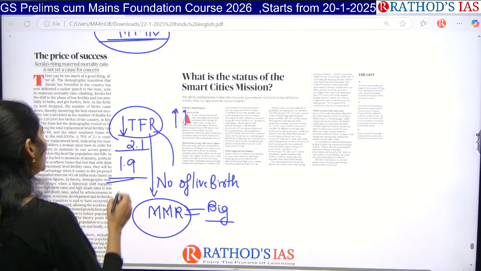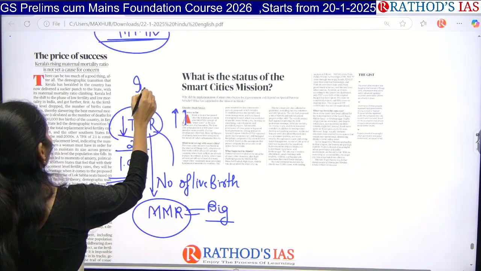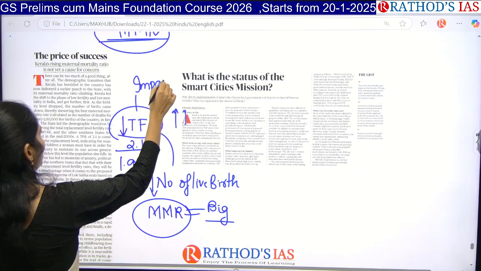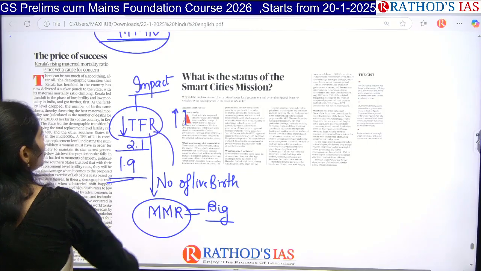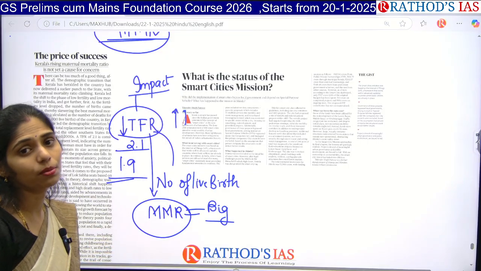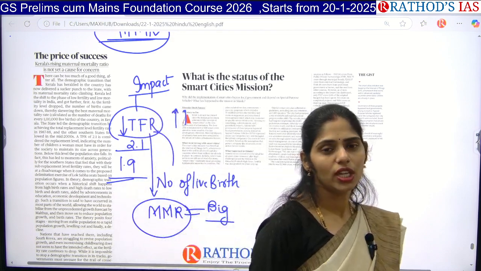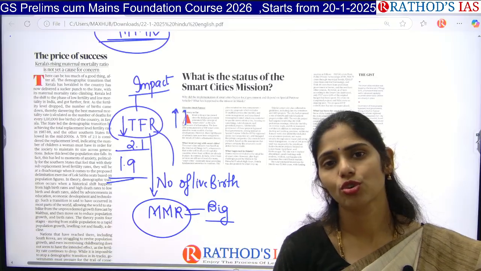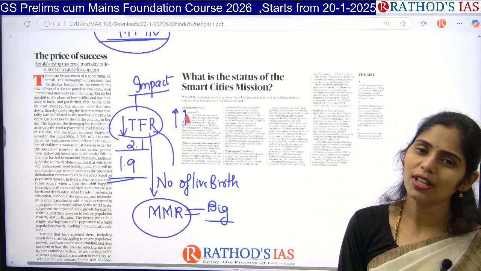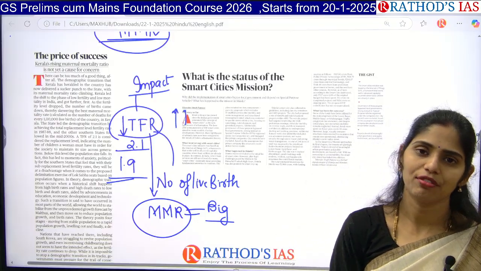And you have to see the impact of decreasing TFR. Whenever TFR is decreasing, the young age population will decrease and the old age population will increase. Whenever the old age population increases, again it will be a burden on the government for social security schemes. So all these things are interconnected, you have to see.